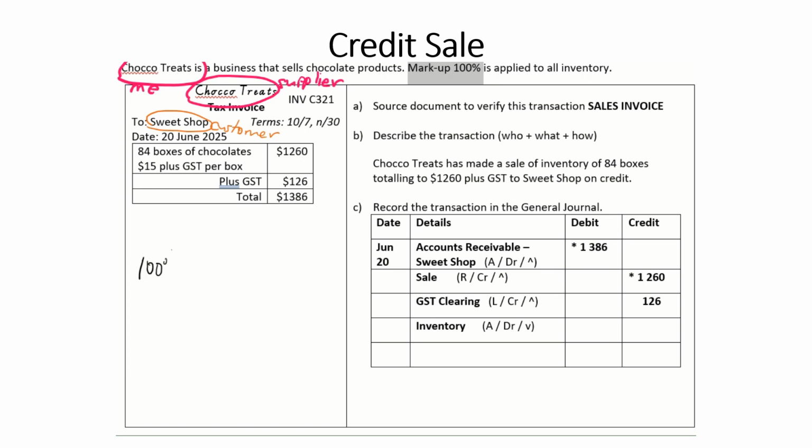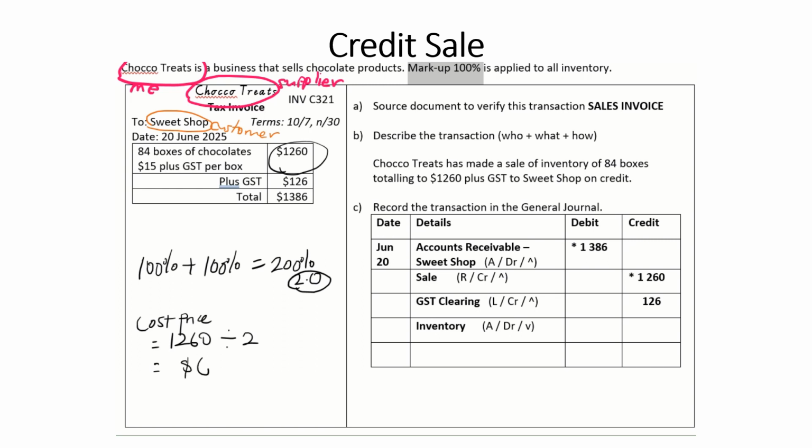Since the markup was 100%, that means the cost 100% plus markup 100% will give us a selling price that is worked out at 200%, convert it to decimal, that is a 2. And that means to work out the cost price, we need to take the selling price of $1,260, the amount without GST, and you divide that by 2. That will give us a cost price of $630.